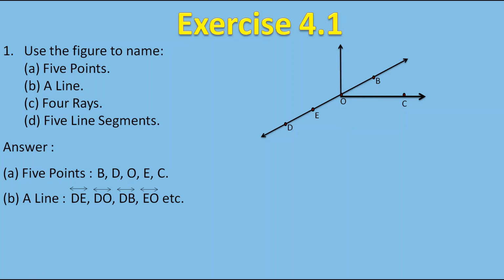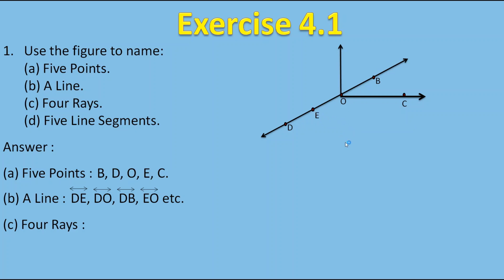Here I gave you 4 possibilities. You can use any one to name this line. Why didn't I say these are 2 lines? Because these are rays, not lines. So the next one is 4 rays. See here, this one is a ray, and we can say this line also as a ray if we start from any point.